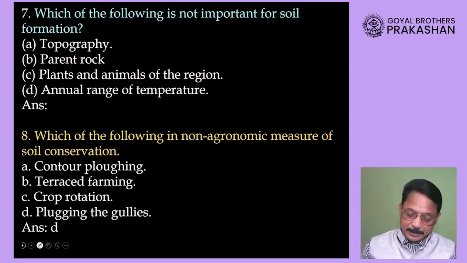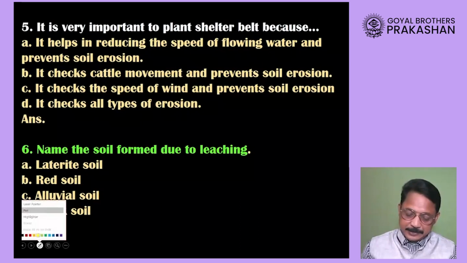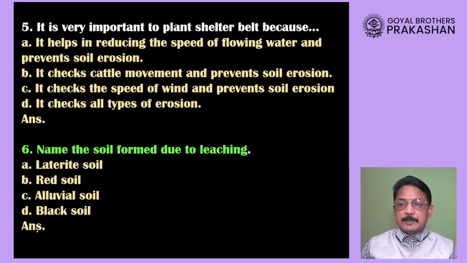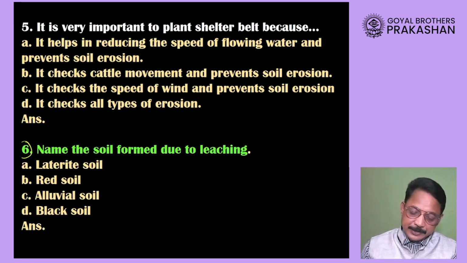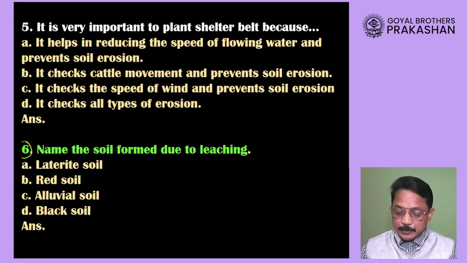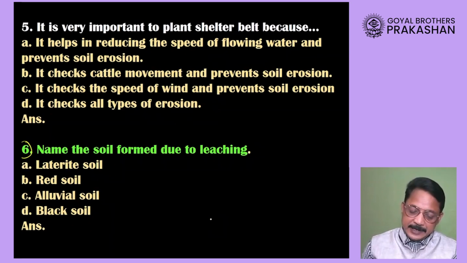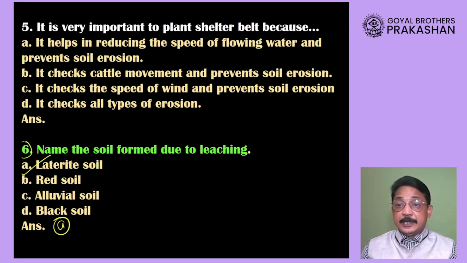Now, please remember, shelter belt is nothing but the plants that are planted at the edge of the farm in order to prevent the soil erosion due to wind. So therefore our answer will be C. Then students, question number 6 here is name the soil formed due to leaching process. Answer is laterite soil. So we will be writing here A.